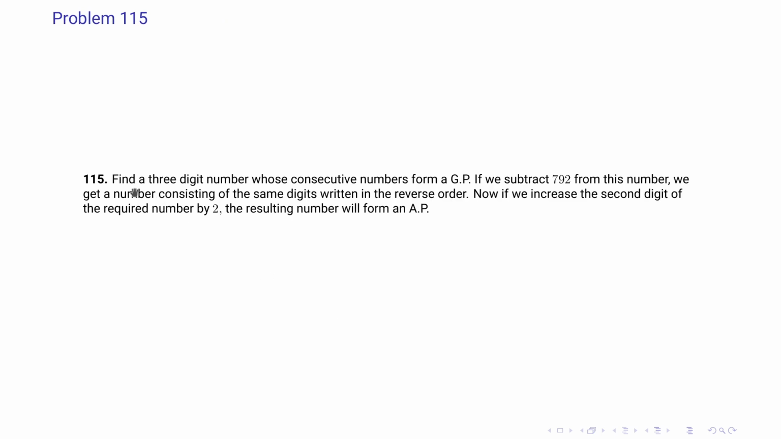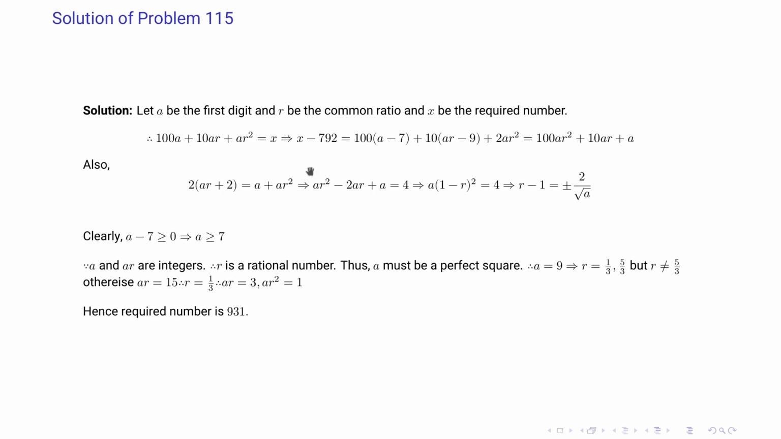Problem 115 says: find a 3-digit number whose digits form a GP. If we subtract 792 from this number, we get a number consisting of the same digits written in the reverse order. If we increase the second digit of the required number by 2, the resulting digits form an AP. So we have already solved a problem like this just now.